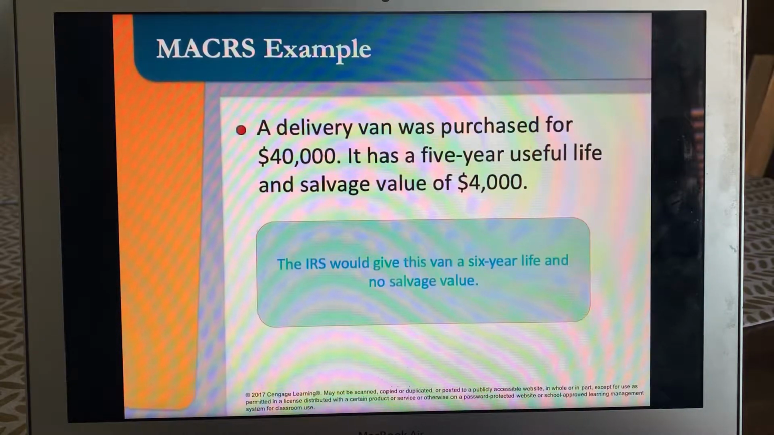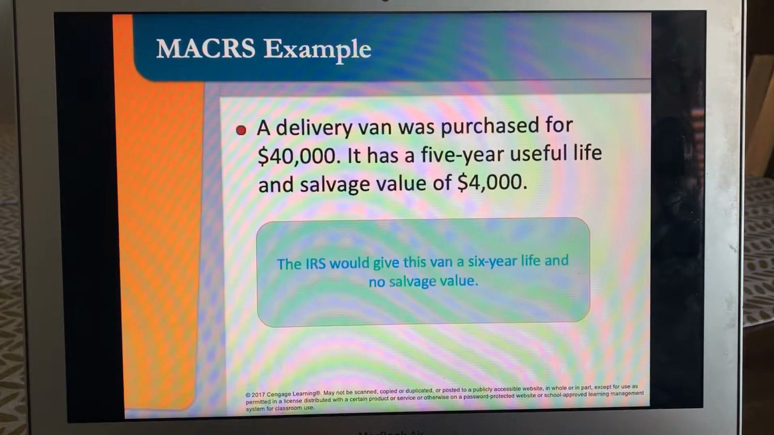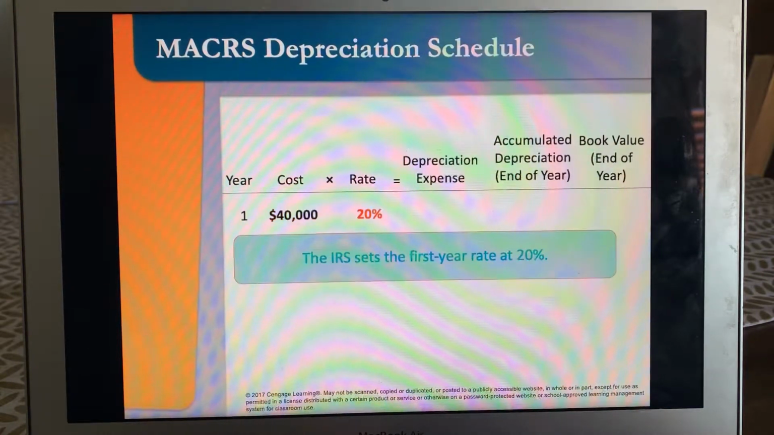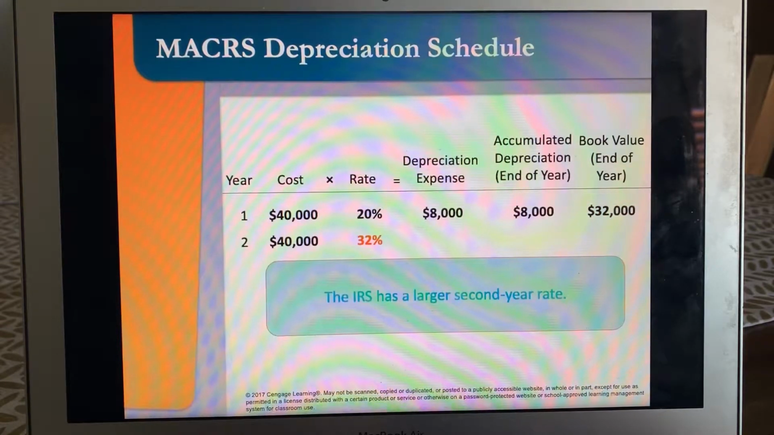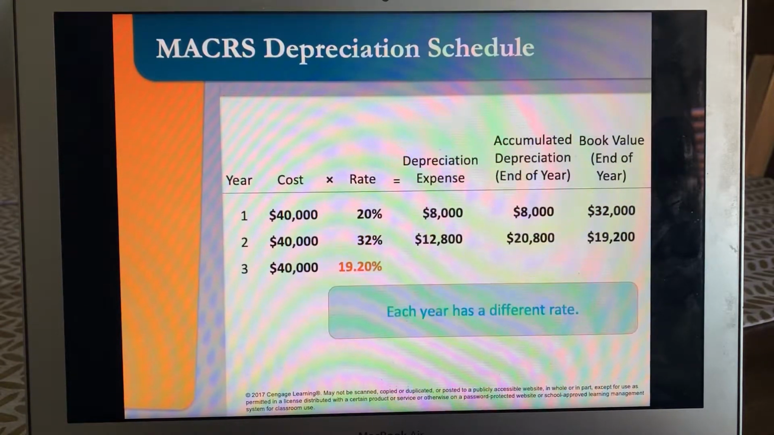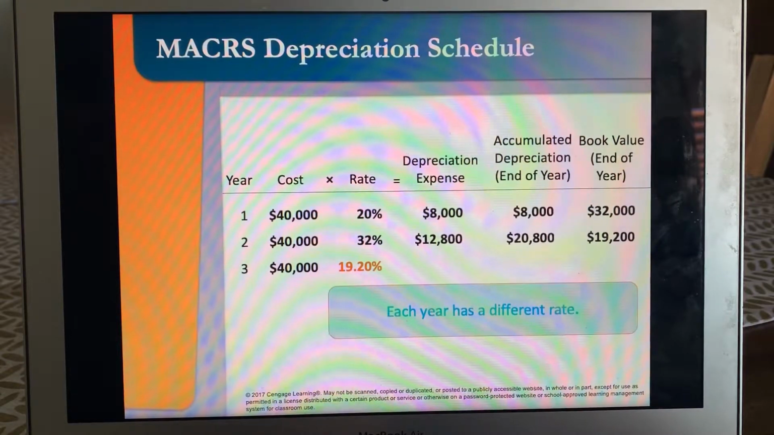A delivery van was purchased for $40,000, has a 5-year useful life and salvage value of $4,000. So the IRS would give this van a 6-year life and no salvage value. So $40,000 times 20%, $8,000. $8,000 is our accumulated depreciation. Subtract that from $40,000, we get $32,000. Now we take 32%, 12,800. So 20,800 will be our accumulated depreciation after year 2. And then we take that away from 40,000 and we'll be at 19,200.